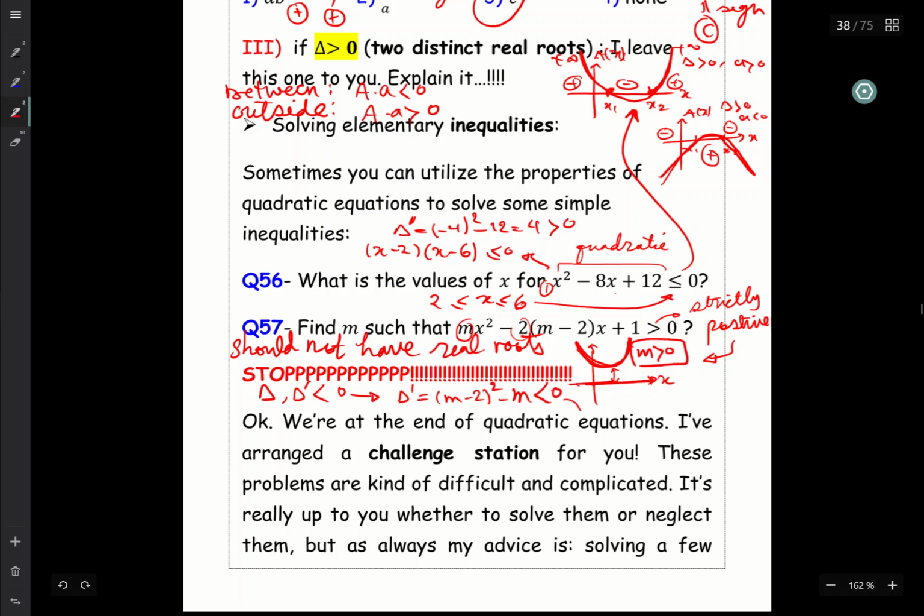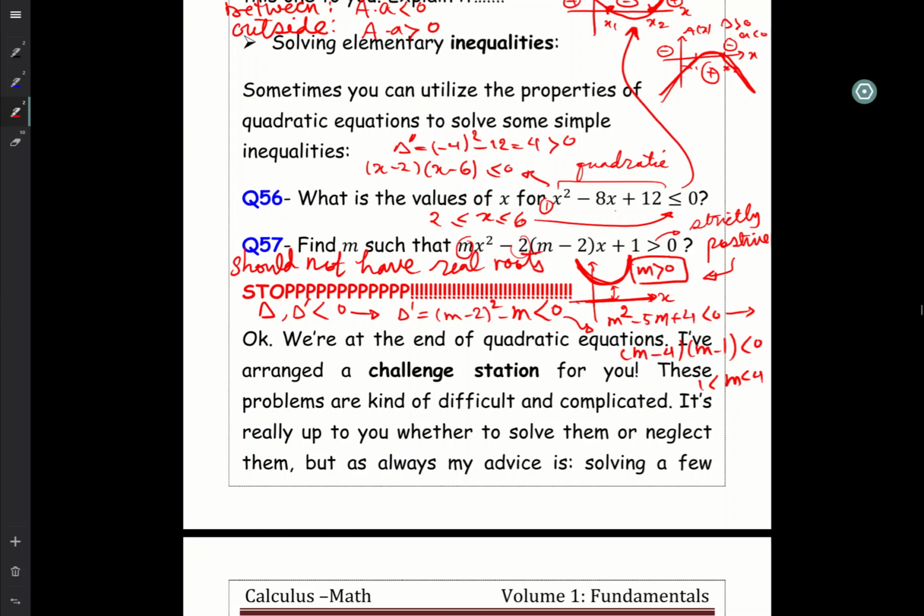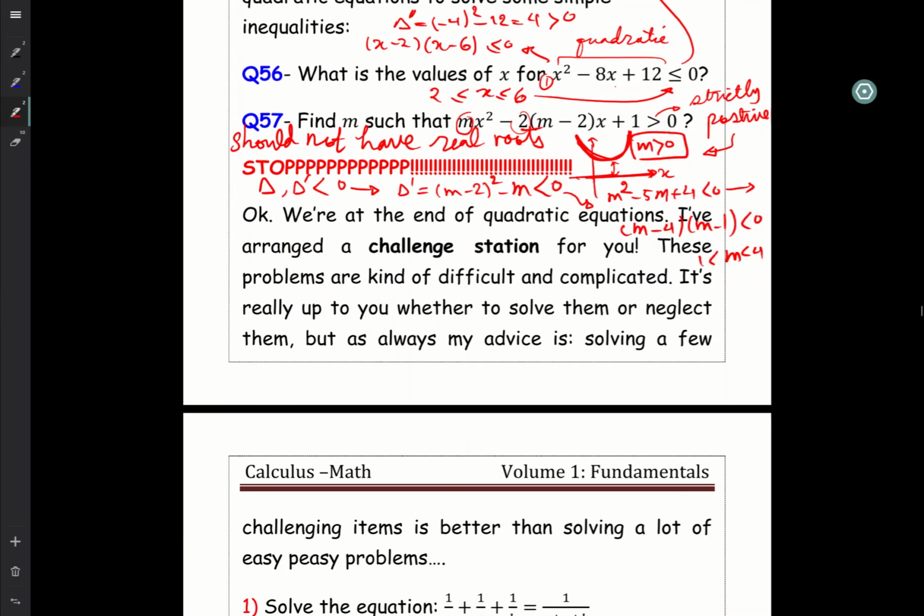One condition, and then we want to solve this m squared minus 5m plus 4 is less than 0. And we can easily factor this as m minus 4, m minus 1 less than 0. And m should be between 1 and 4, obviously. Okay? So m between 1 and 4 and m greater than 0. So m between 1 and 4 is the final solution. All right. So quadratic equations are done.